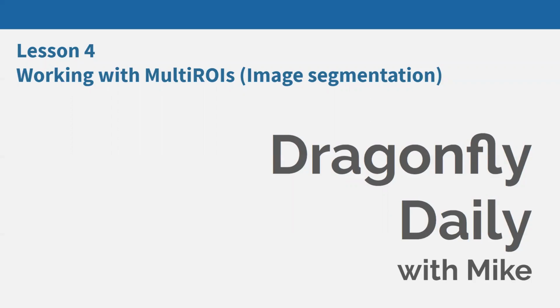The topic of today's lesson, lesson 4, is working with Multi ROIs. This is about image segmentation. Multi ROIs are what we call multi-regions of interest. You're going to see a lot about that today. We're going to cover both Multi ROIs and ROIs, and this ROI and multi-ROI is the pathway to quantification. If you're doing quantitative analysis, then Dragonfly is the thing for you, and multi-ROIs are the pathway to that quantitative analysis.